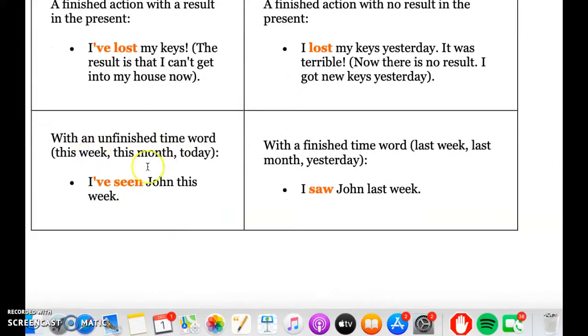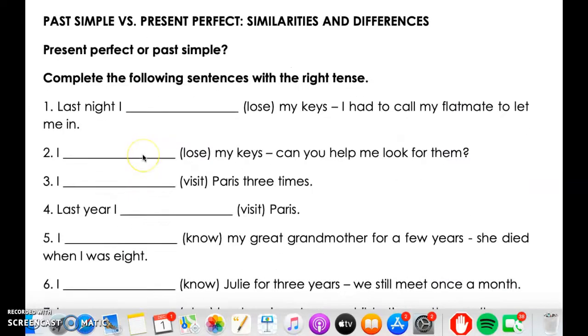And an unfinished time word. This week, this month, today. I've seen John this week. Significa he vist en John aquesta setmana, vol dir que la setmana no ha acabat, d'acord? Quan la setmana no ha acabat.